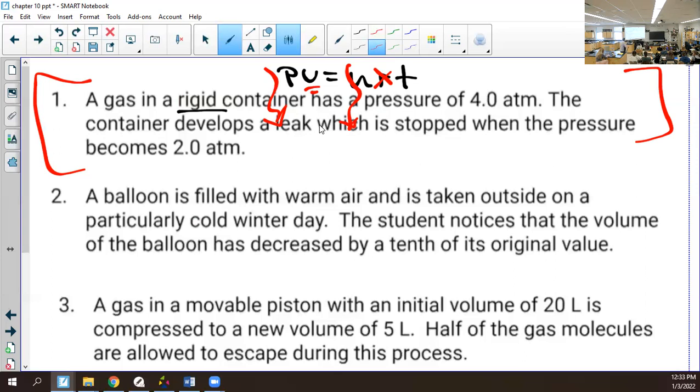Okay. Number two, a balloon is filled with warm air and is taken outside on a particularly cold winter day. We could do that today. The student notices that the volume of the balloon has decreased by 1/10 of its original value. Okay, well, what happened to everything else? Talk with your partner.